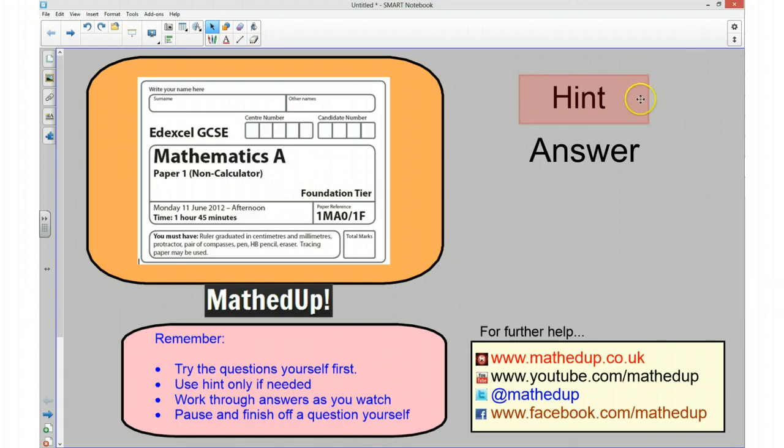The first part, I'm going to give you a hint as to how you can go about answering each question. When I've given you a hint, I'd like you to pause the video and then have a go at the question. I'm then going to move on to looking at the answer to the question, so I'll go through the whole answer to the question.